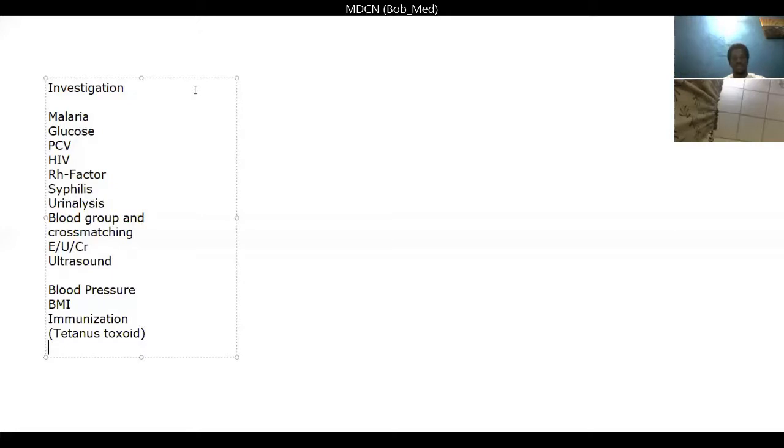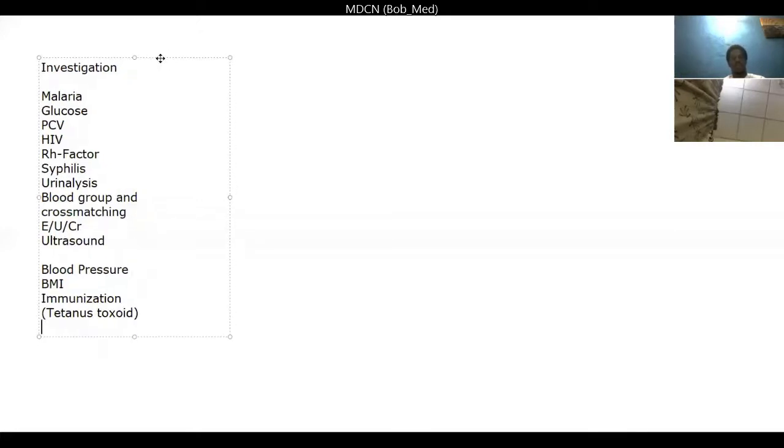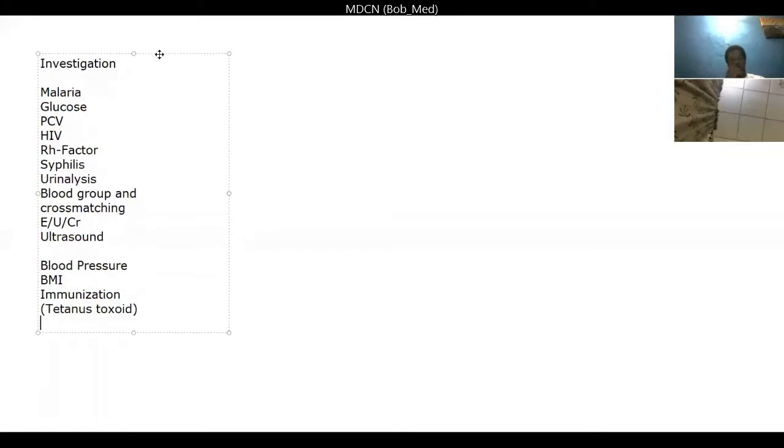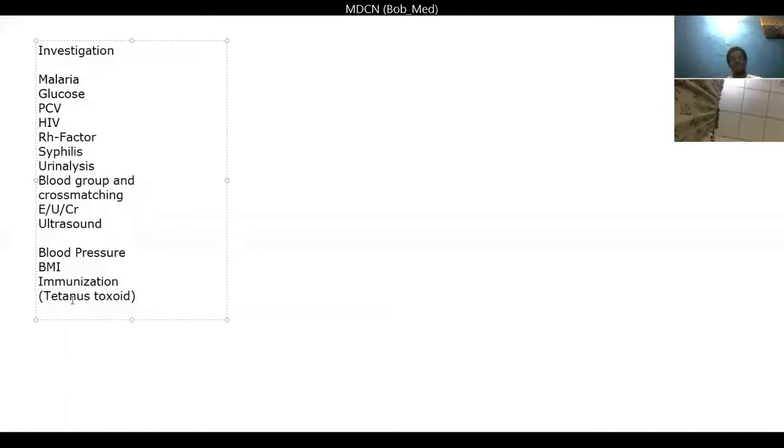You want to give medications. Medications like what? Like your iron. You want to start iron. You want to give anti-malaria prophylaxis. So these are the investigations you do during the pregnancy, and these are the things you want to tell the patient. You do the malaria test, check for the glucose, take your blood to check for your PCV, do HIV test.